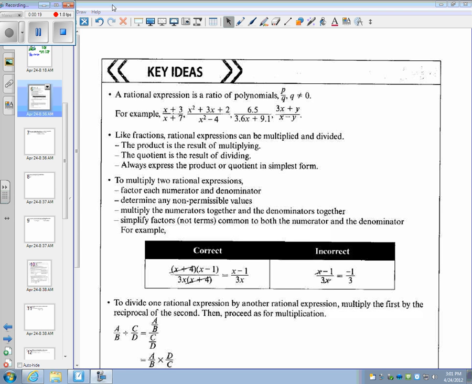The product is what we call it when we multiply, and the quotient is what we call it when we divide. And we always express these things in their simplest form. So instead of saying 3,000 over 6,000, we always would rather say that that's 1/2. We always like to say simple. To multiply, we factor both the bottom and the top. Then we determine any non-permissible values, and then we multiply the numerators together and the denominators together and simplify.